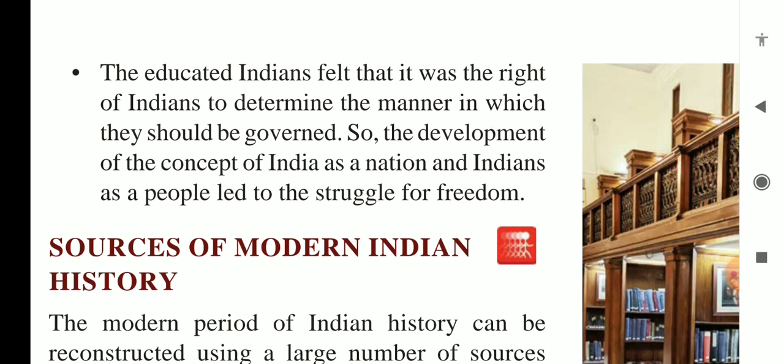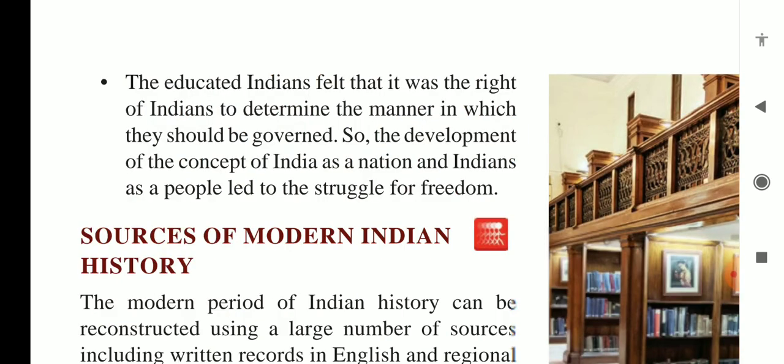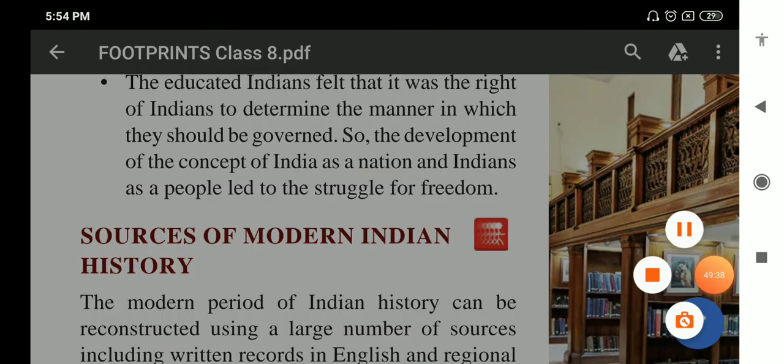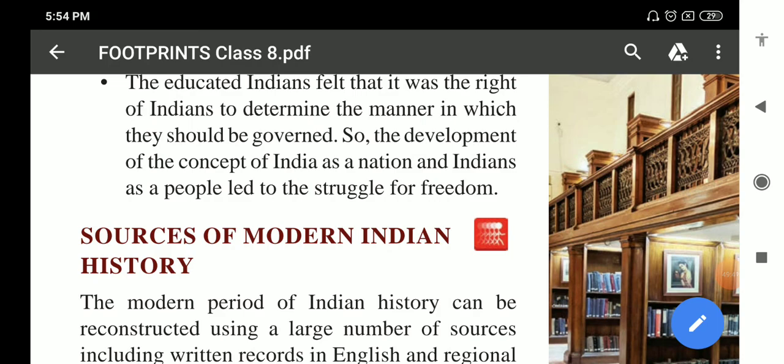The development of the concept of India as a nation and Indians as a people led to the struggle for freedom. So when they started getting English education, a major part of the Indian educated nationalists started to free India from the jaws of Britishers. That was called the national movement, that is, the struggle for freedom. So this was the second part of our chapter. Next is sources of modern Indian history.